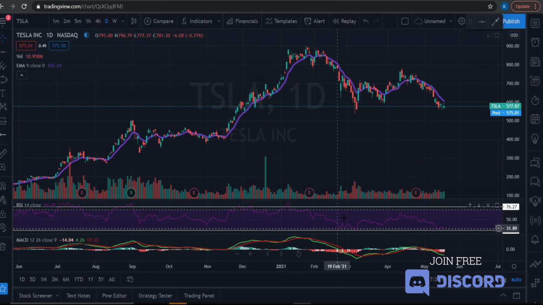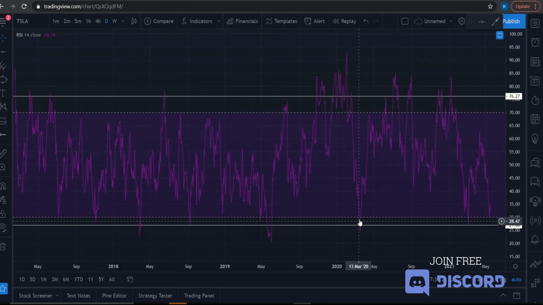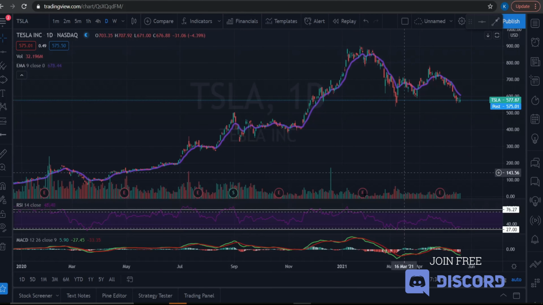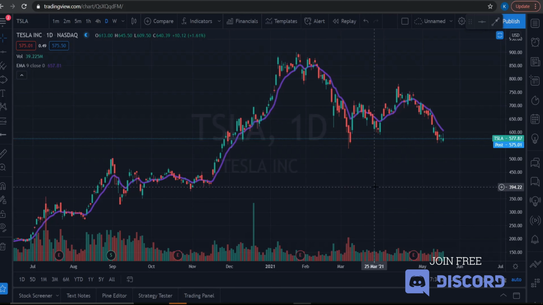But if you look again at the RSI, you can see it almost acts as a pattern. So use the RSI in conjunction with the MACD, and you can have a good technical outlook.